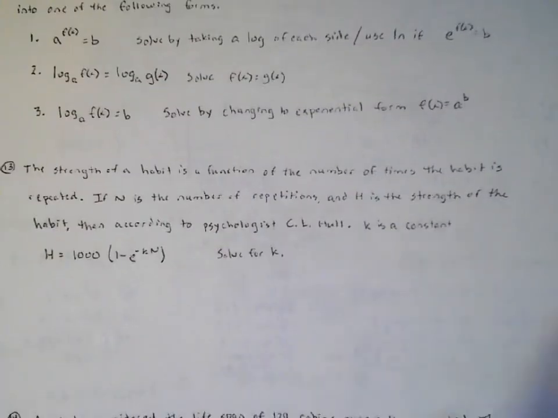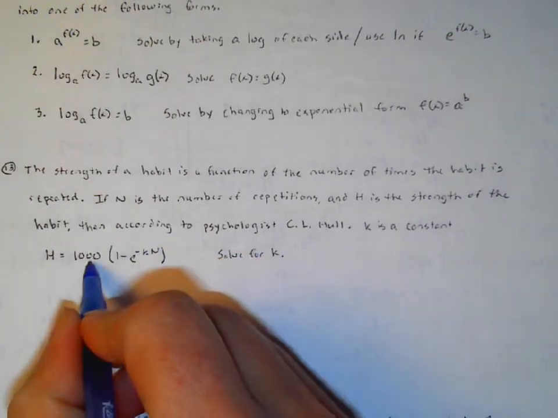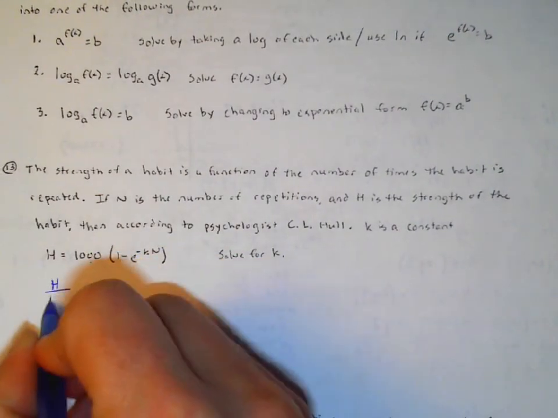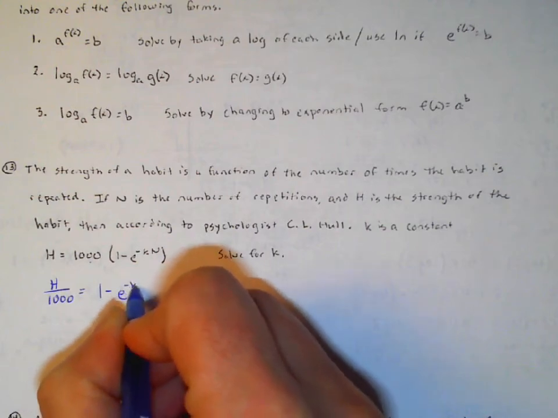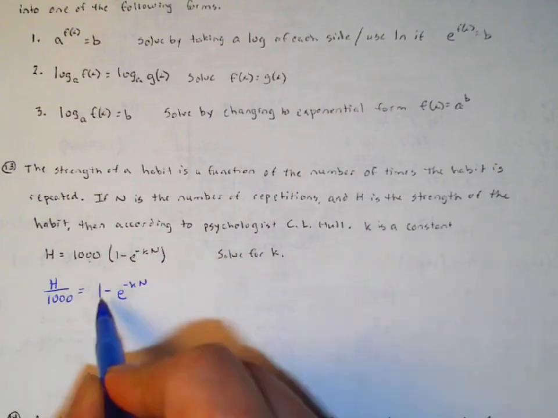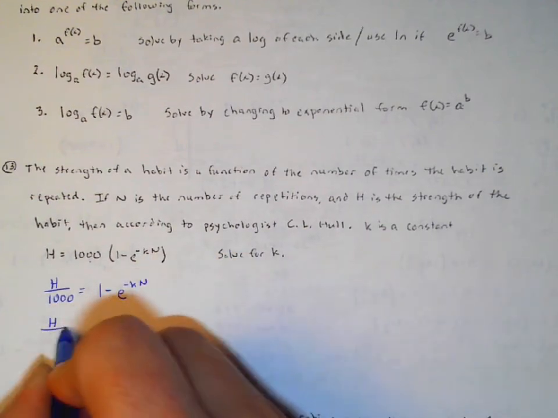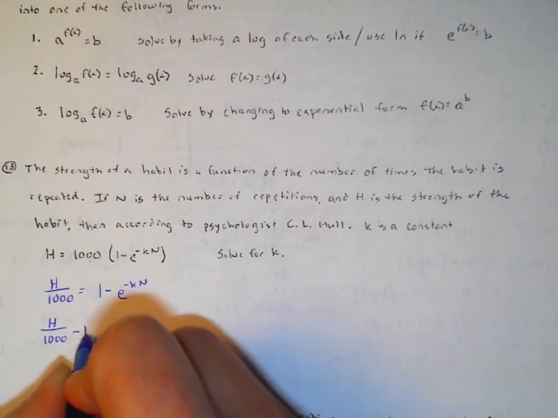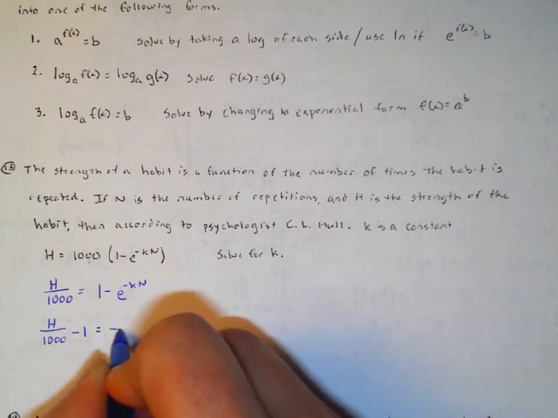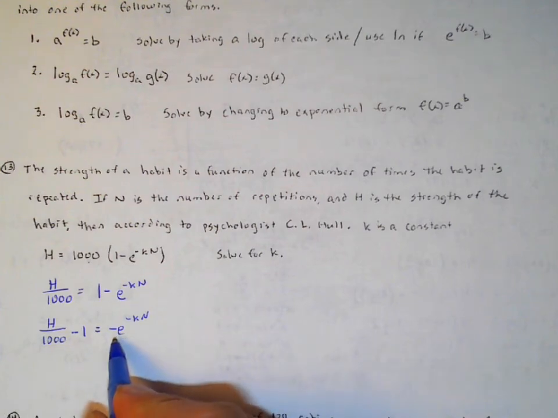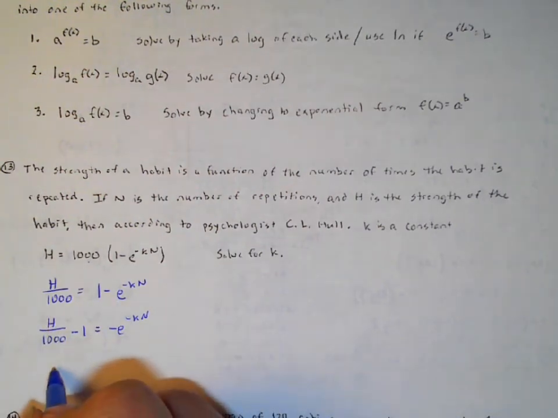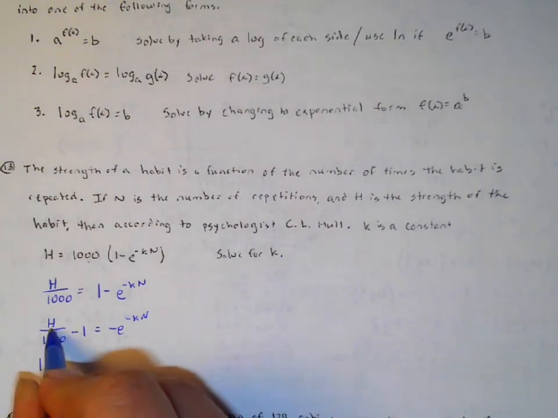To get all this by itself, let's divide by the 1,000. Let's take your 1 over the other side. Get rid of the negative, so I'm just going to make that be a positive 1. That'd be a negative. It doesn't really matter which way you do it, but this is one way.